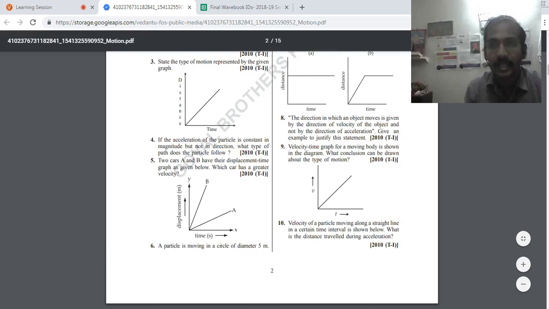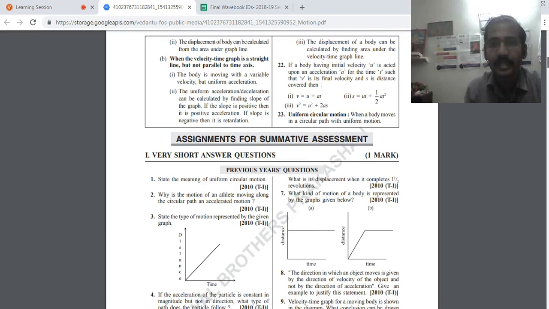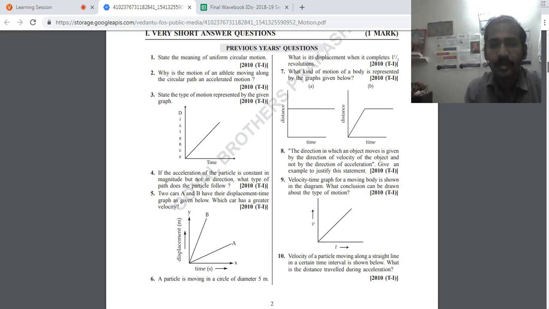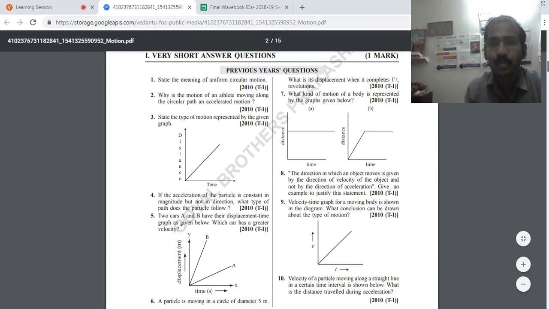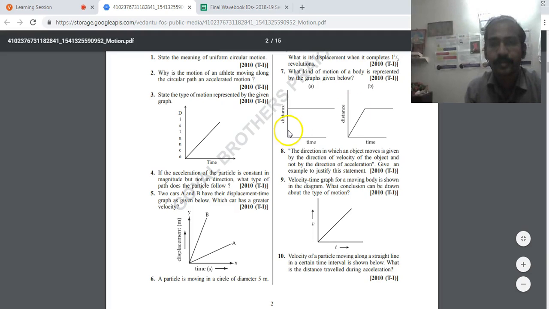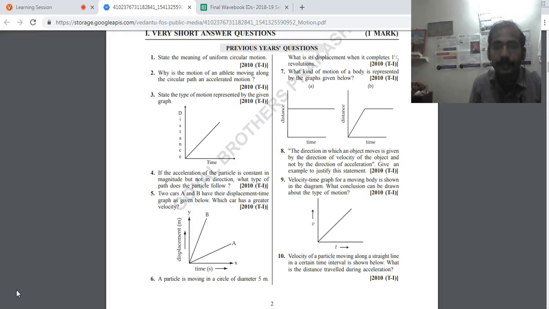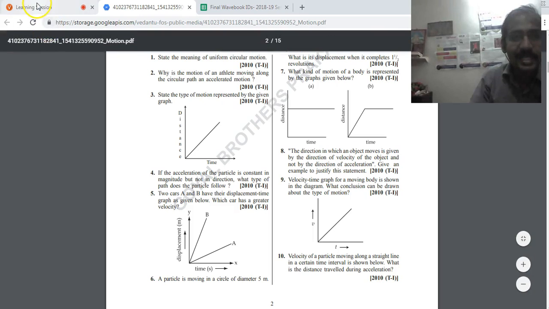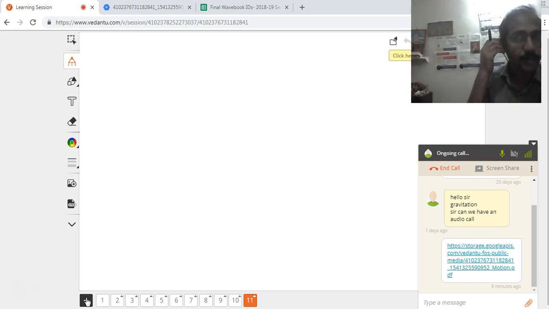Now, a particle is moving in a circle of diameter 5 meters. What is its displacement when it completes 1.5 revolutions? What is the answer? Okay. I'll make you do this. Whenever we discuss distance and displacement, we need to solve a few problems, then you may come to know about this.